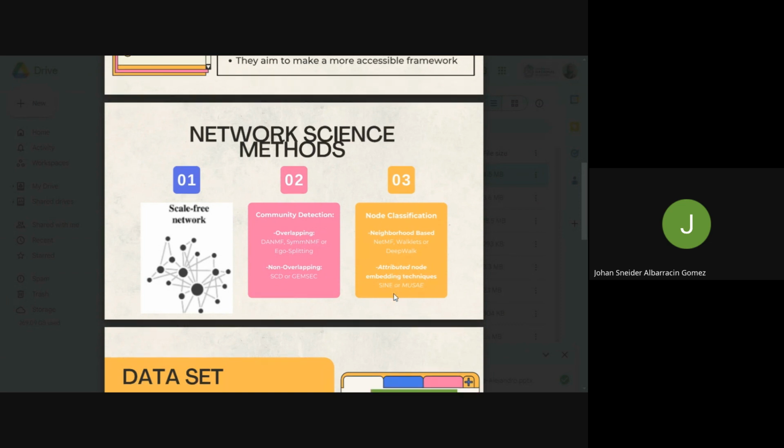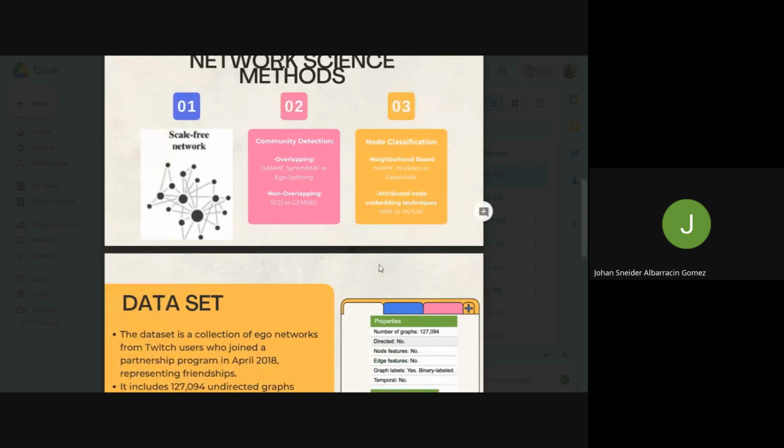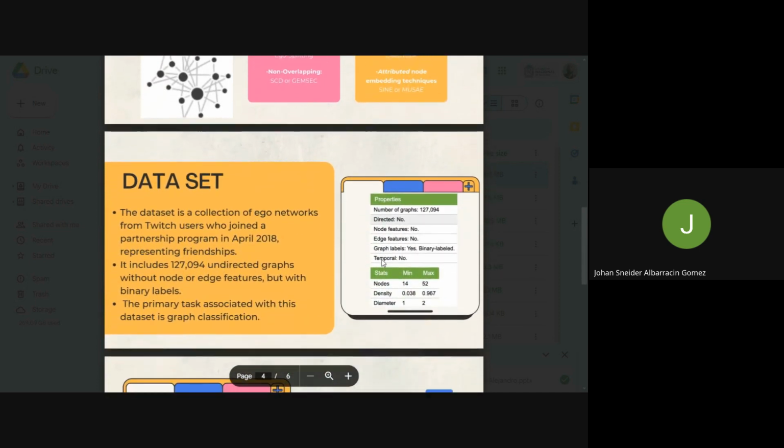So we also can see the different algorithms for this case. And we have to remember that node classification is about assigning labels or categories to nodes based on certain characteristics or attributes. So let's go ahead with the data set.